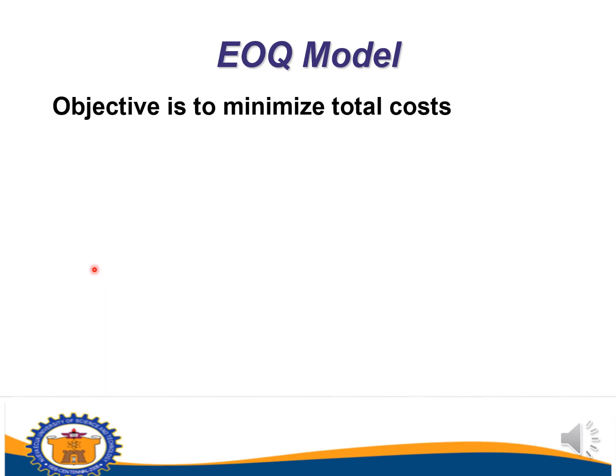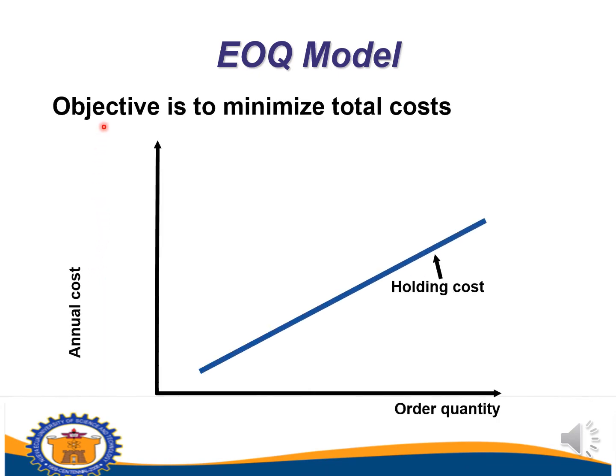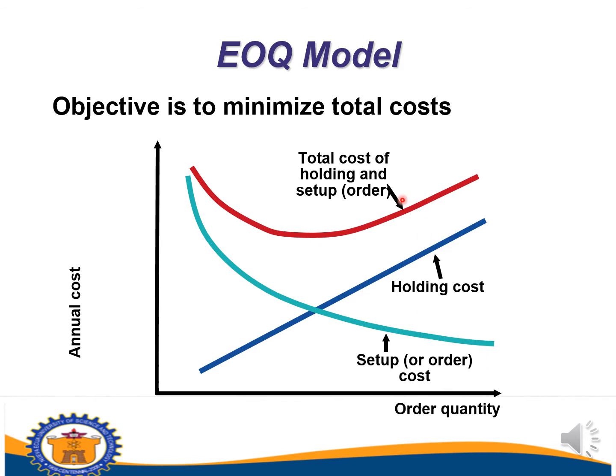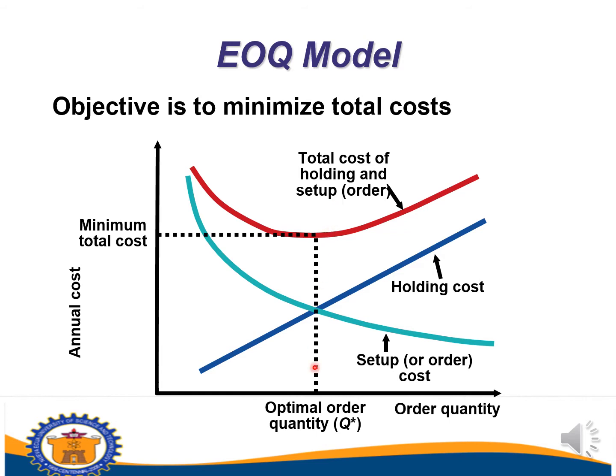Here we go now to the EOQ model. The objective of this model is to minimize total cost. We have here the holding cost, which is the cost to carry an item in inventory for a length of time, and the setup cost, which is the cost to prepare a machine or process for manufacturing an order. So always remember that these two have a negative relationship. As the holding cost increases, the setup cost decreases. That's why we need to calculate the total cost of holding and setup to know the minimum total cost, which is the optimal order quantity or the economic order quantity.